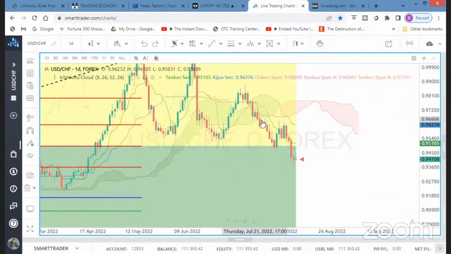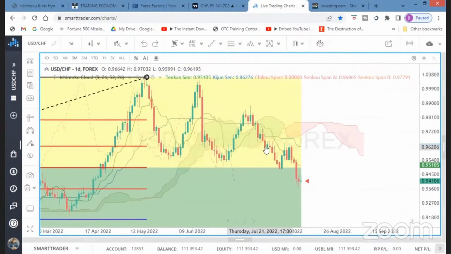So this one here, I'm watching this one. You see this breakout here, right? See how that broke? You got things that cross over and break.